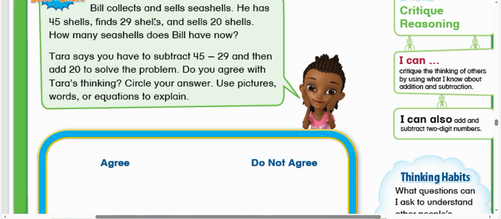Again, Bill collected and sells seashells. He has 45, finds 29, and sells 20. We must add first, 45 plus 29, then subtract 20. But 45 subtract 20? No, we must add first. Then I don't agree about that.